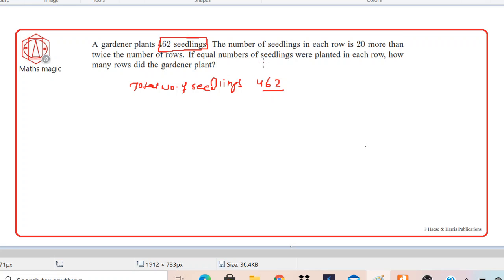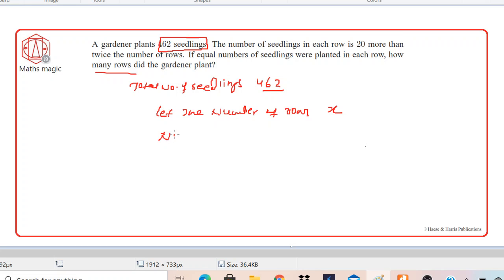Now, the number of seedlings in each row is 20 more than twice the number of rows. If an equal number of seedlings were planted in each row, how many rows did the gardener plant? So over here we have to find the number of rows. We don't have any information related to the number of rows, so let the number of rows be x.